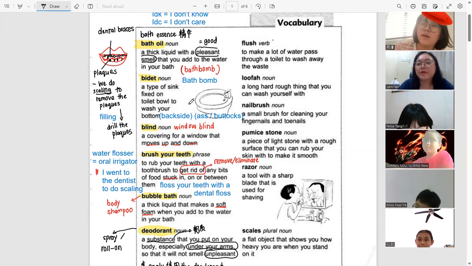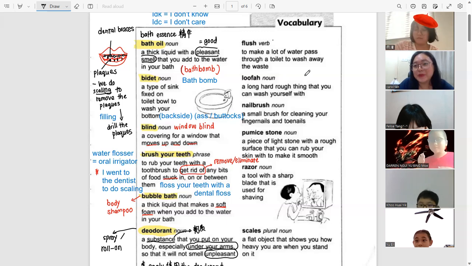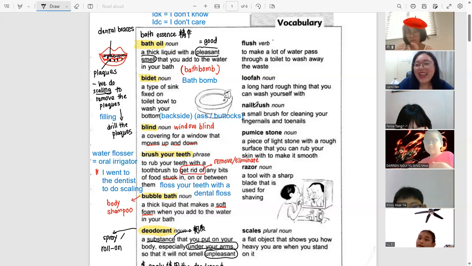Mom never tells me how much it costs. You can go to any shop and check the price there. Okay, and then what about the next one?